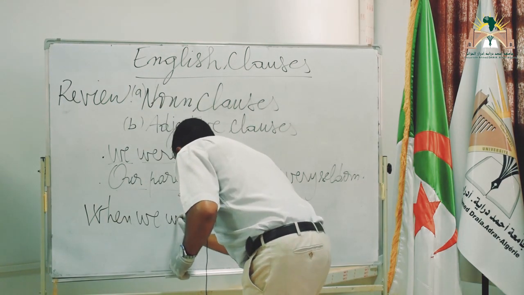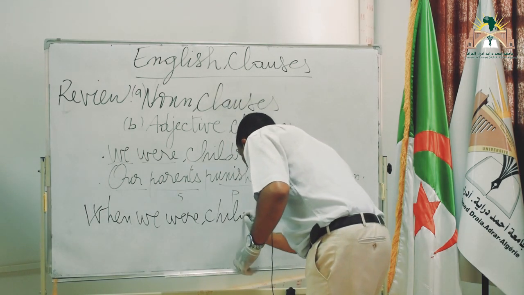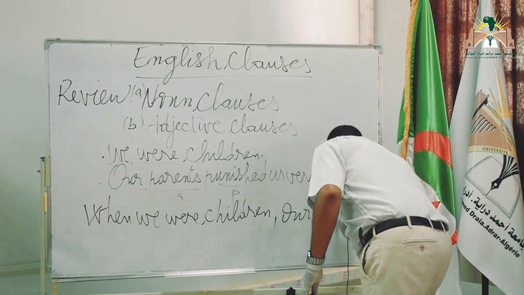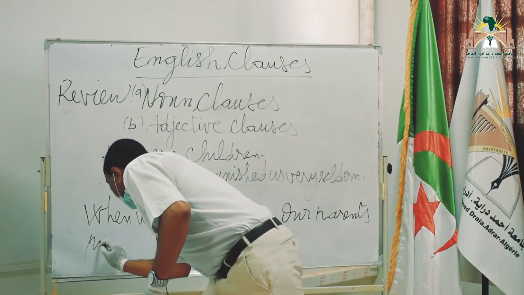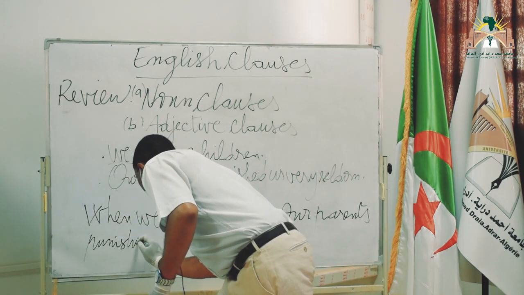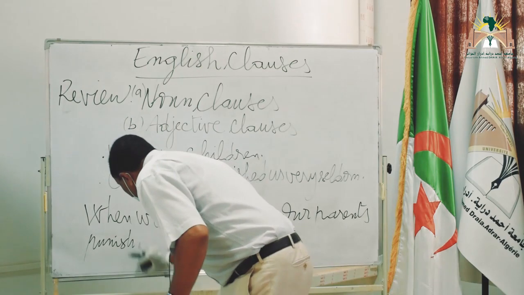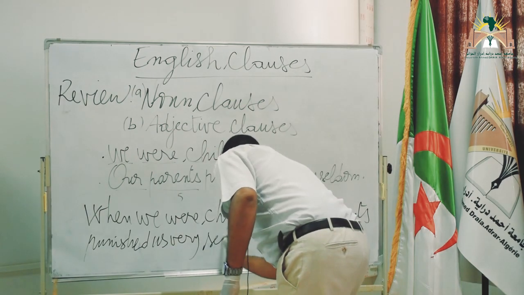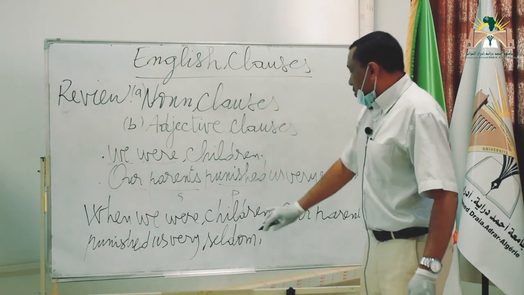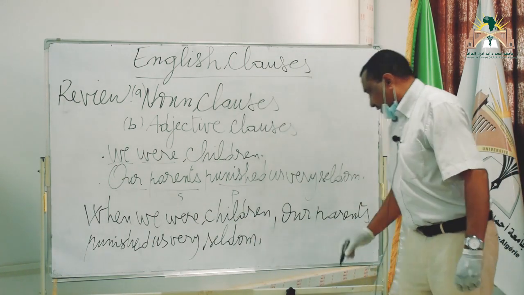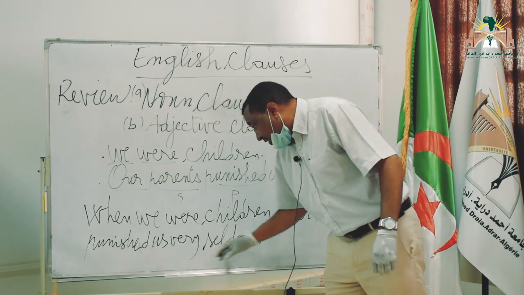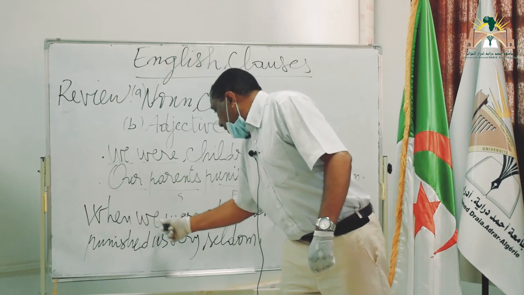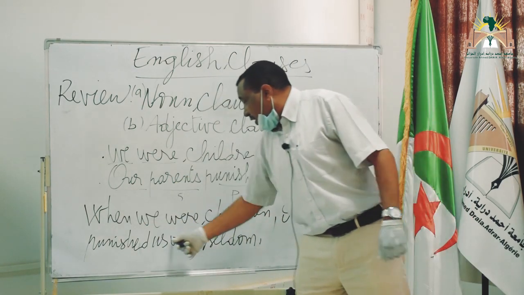When we were children, our parents punished us very seldom. We can also, regardless which type of clause this is, start with: our parents punished us very seldom when we were children. And here we do not punctuate. When we were children, our parents punished us very seldom.